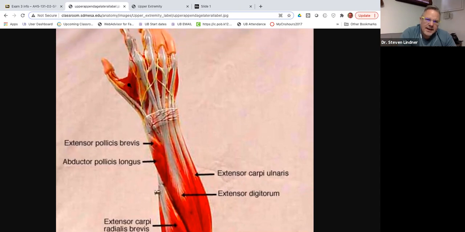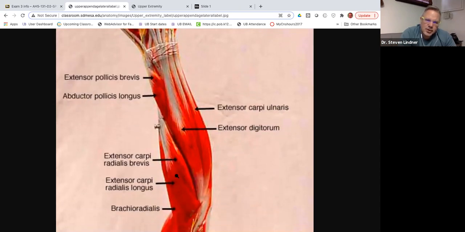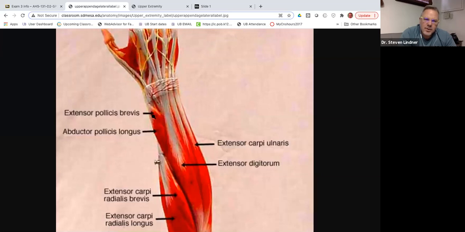Along the thumb side, there are these 2 muscles that kind of look like a shorter version of these 2 that run at an oblique angle. One of them is called the abductor pollicis longus, and the other is extensor pollicis brevis. The abductor pollicis longus is more proximal. The extensor pollicis brevis is more distal. These 2 make up what's called the anatomical snuff box.